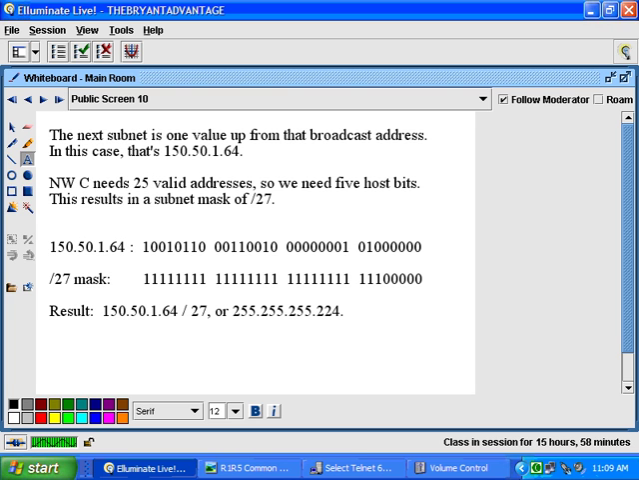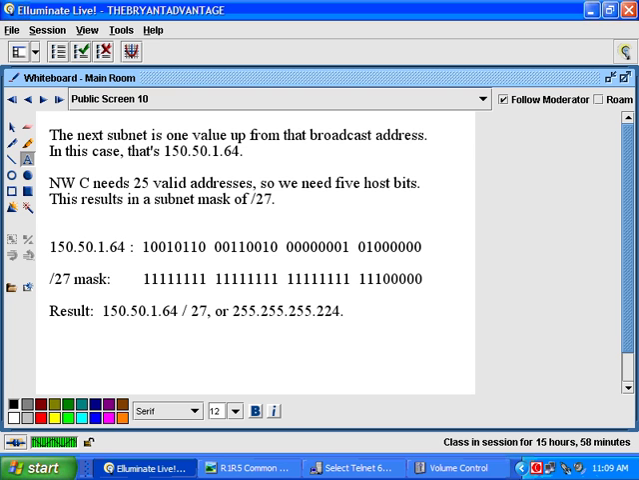150.50.164. But now we've got to come up with the number of host bits. And we needed 25 valid addresses. Now, 5 host bits would get the job done. That's going to yield 30 valid host addresses. 2 to the 5th power is 32. Take the 2 off, you got 30 left.